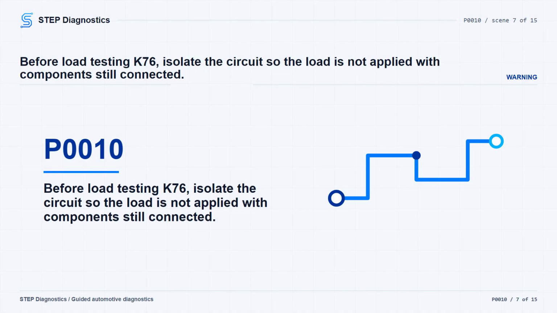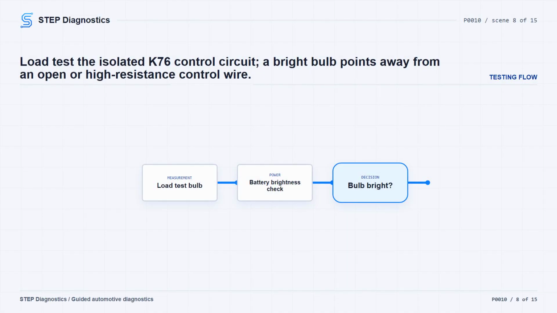Isolate and load test the K76 control circuit for an open or high resistance. Do not load test any circuit while components are still connected to that circuit. With the circuit isolated, the load test bulb should be illuminated and bright, and its brightness should compare to a direct connection to battery. If the bulb is not illuminated and bright, repair the K76 control circuit for an open or high resistance, then verify the repair. If it passes, go to the ground side.